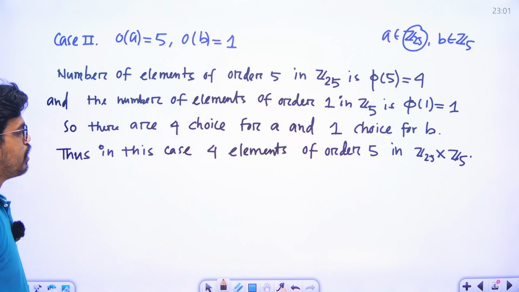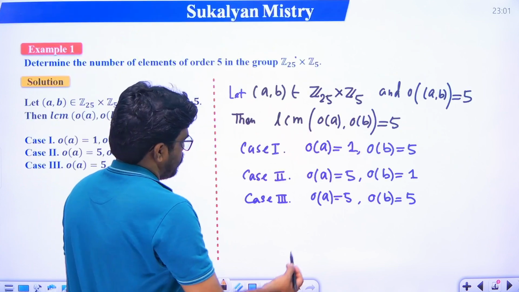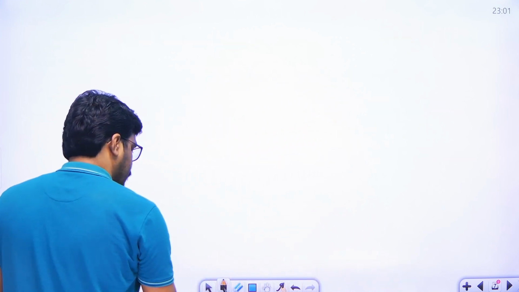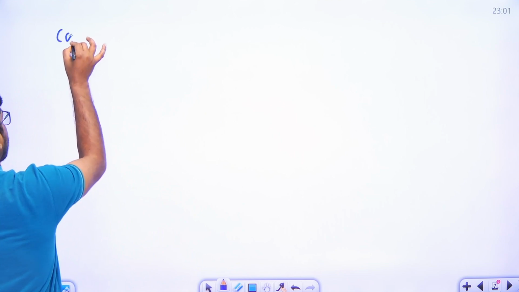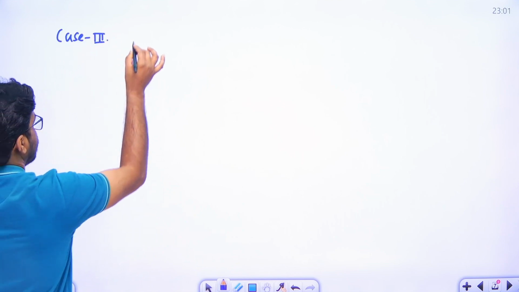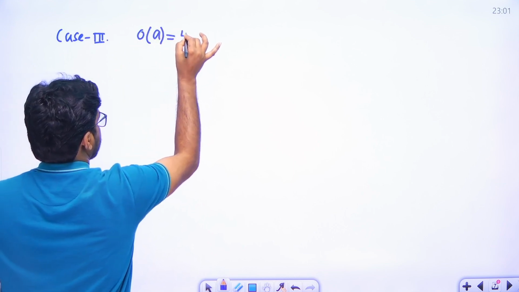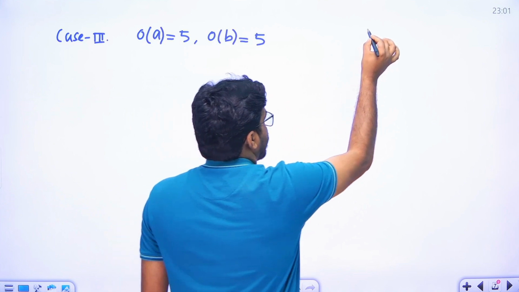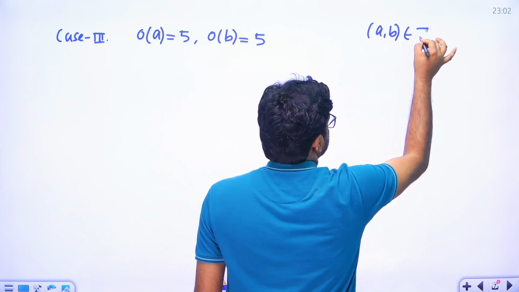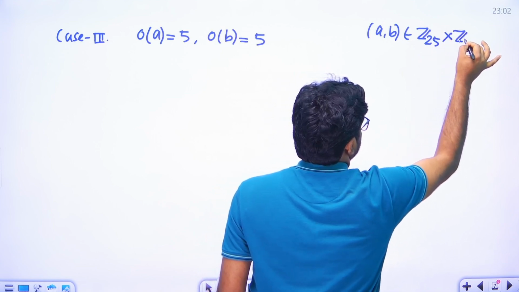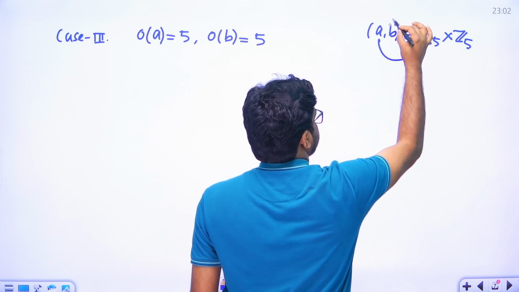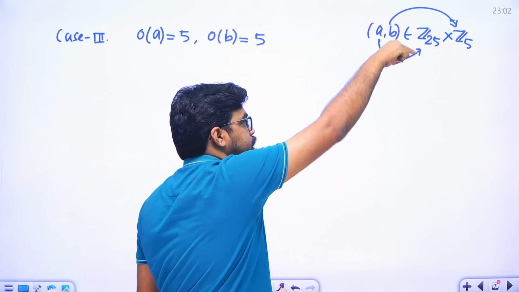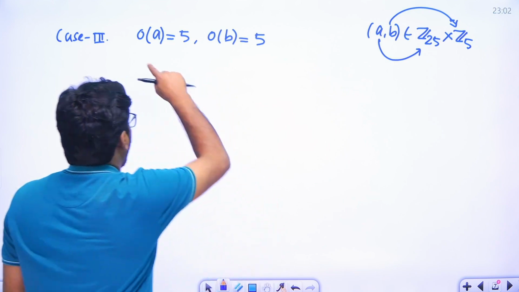Next case, that is, order of A is 5, order of B is 5. So case 3. In this case, order of A is 5, order of B is 5. A comma B belongs to Z25 cross Z5, that means A is an element of Z25, B is an element of Z5. So the order of A is 5.